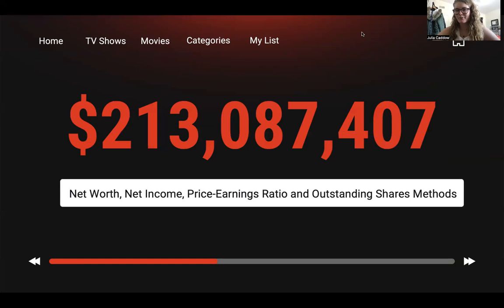Next, we did a valuation of Netflix using 4 different strategies, including the net worth method, the net income method, the price earnings ratio method, and the outstanding shares method. We came to a valuation of $213,087,407.